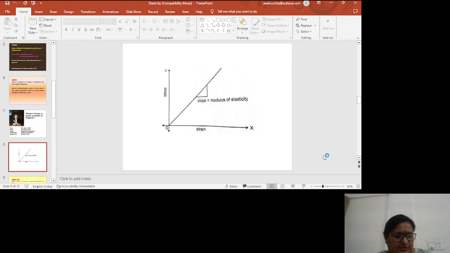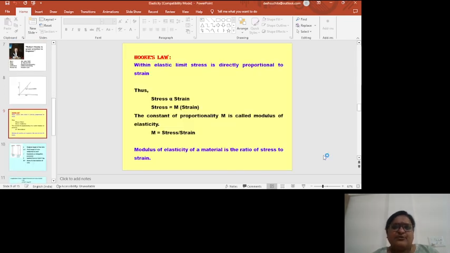What is Hooke's law? Hooke's law states that stress is directly proportional to strain. That is, stress equals some constant times strain. That constant is known as the modulus of elasticity. Thus, stress is equal to M into strain, so M is equal to stress upon strain. That is, the ratio of stress to strain is called the modulus of elasticity.